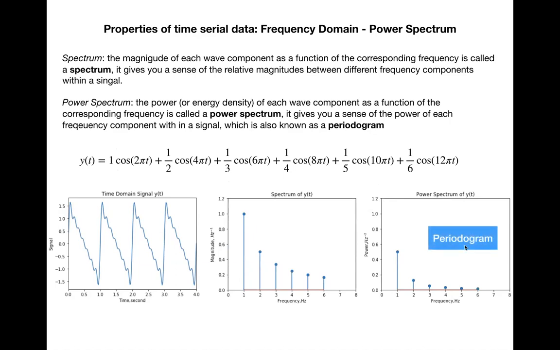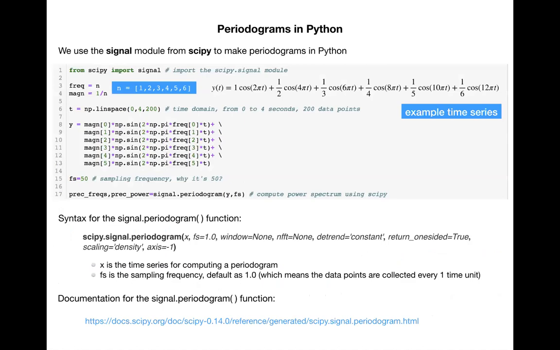So in the rest of the lecture, we will learn how to use Python to generate a periodogram. We will use the signal module from SciPy, so from SciPy we import signal. We define the frequency n and magnitude 1/n the same as before, where n goes from 1 to 6. Then we define a time domain and write the signal together. And we use the signal.periodogram function to generate the spectrum.